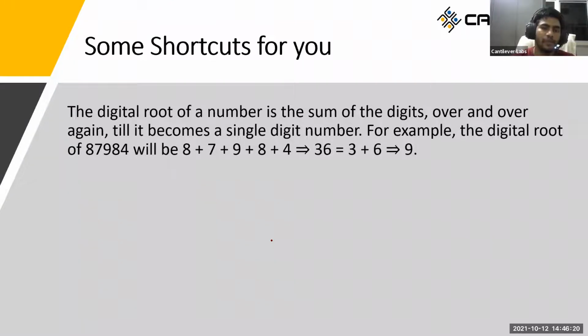The digital root of a number is the sum of digits added over and over again till it becomes a single digit number. For example, the digital root of 87,984: you add it up, then again add the value, then add it up again, and you'll get 9. Just remember it, because sometimes they ask for the digital root of a number and you might not know what it is. You just keep adding the digits until you have a single digit number.